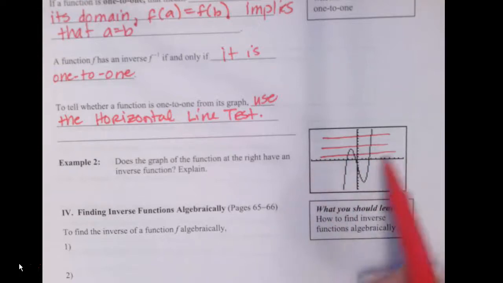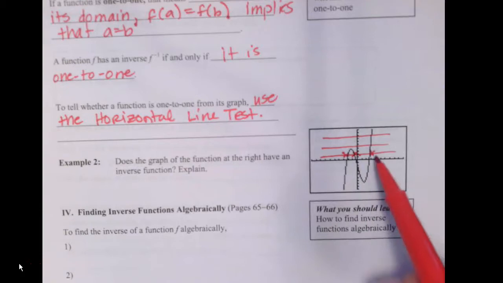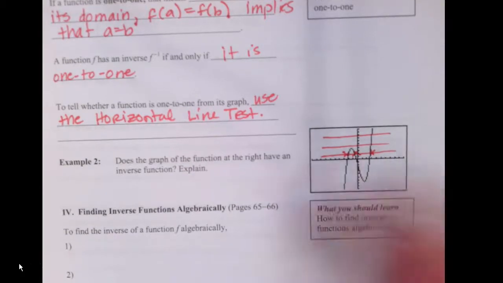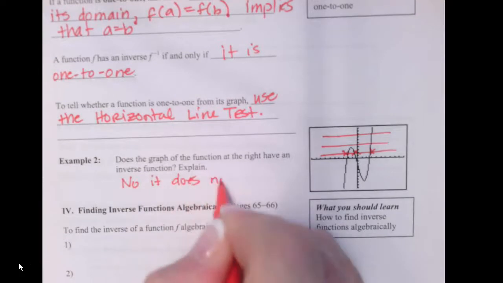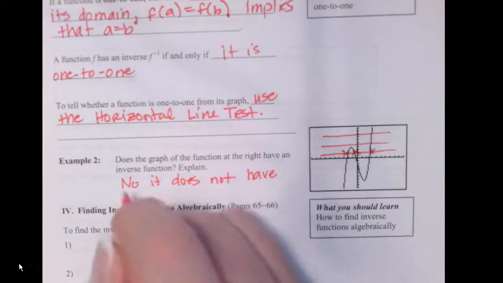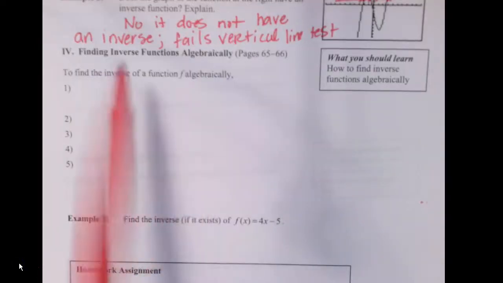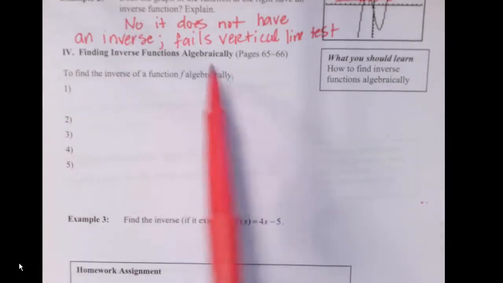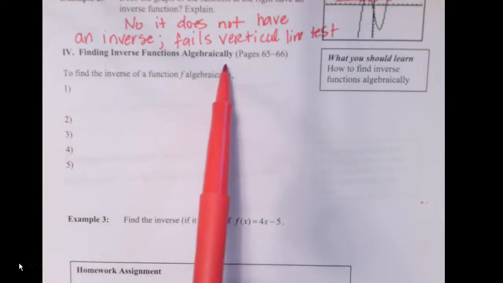So if we look at this spot right here, we see that our horizontal line actually crosses that graph in 3 places. So we could say no, it does not have an inverse, and the reason why is that it fails the horizontal line test. Okay, so for this next section, we're going to go through the steps, which I've already shown you one time, of how to find inverse functions algebraically.